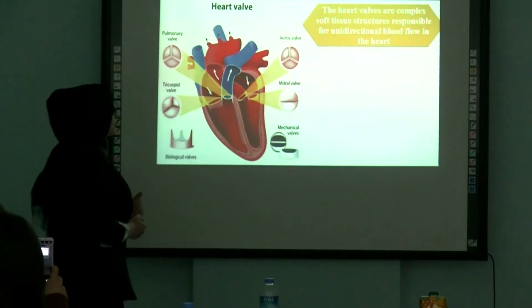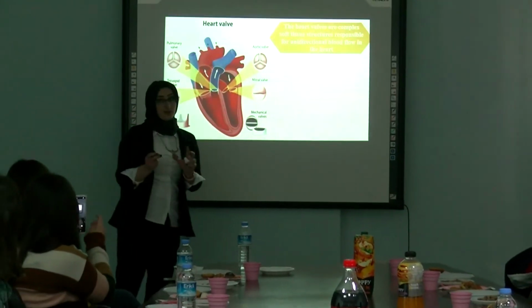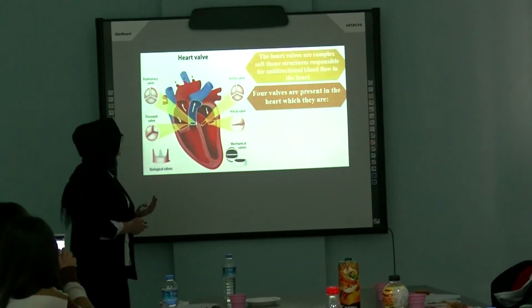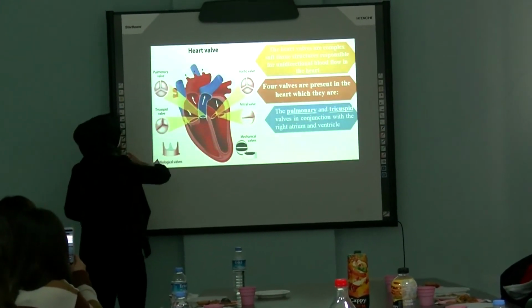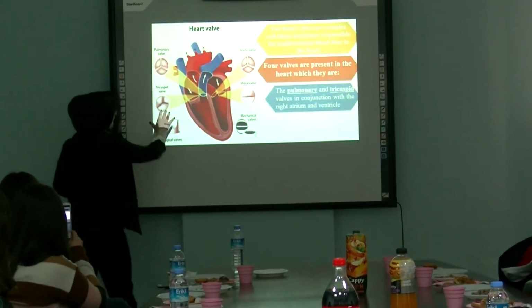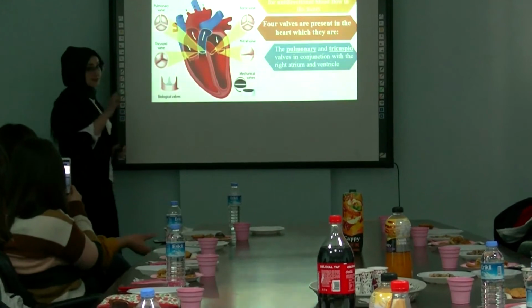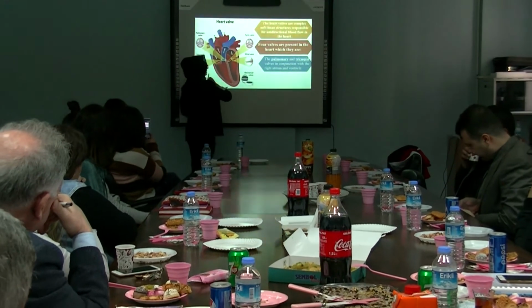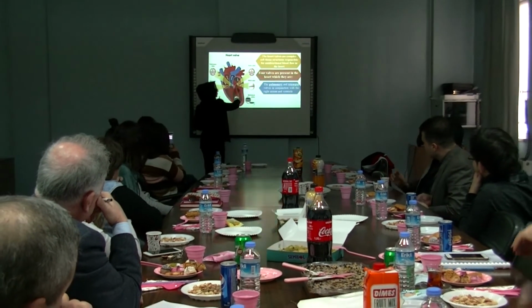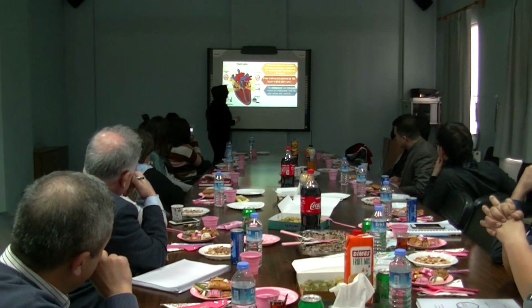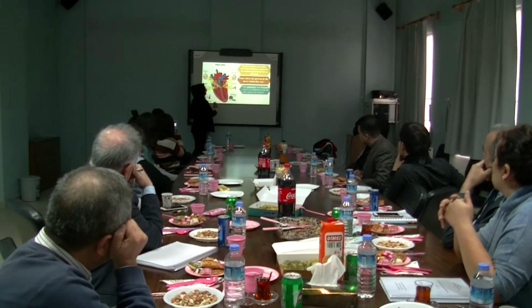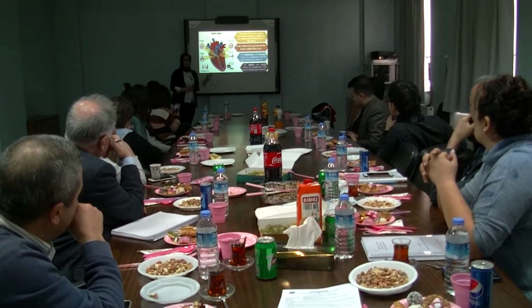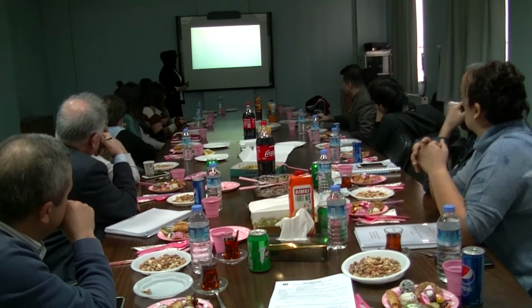Heart valves are a soft tissue structure responsible for unidirectional blood flow in the heart. So we have 4 valves in the heart, which are the pulmonary valve, in conjunction with the right ventricle, and the tricuspid valve. This is the shape of the tricuspid valve. It is a normal shape. It is in conjunction with the right atrium and right ventricle. Then the aortic valve, which is in conjunction with the left ventricle, as well as the mitral valve, which is in conjunction with the left atrium and left ventricle. So the task of all of these valves is unidirectional blood flow in the heart.